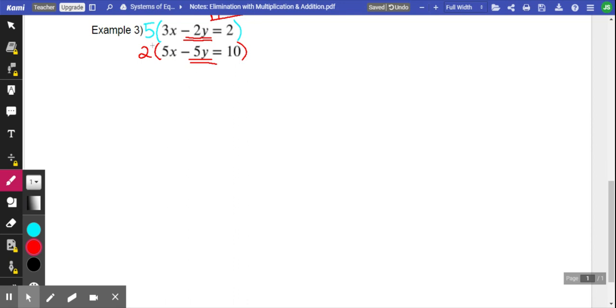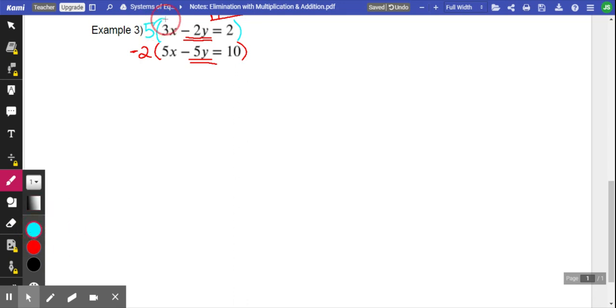The other thing we've got to check, though, is we want these to be opposites. 2 times negative 5y gives me negative 10y, and 5 times negative 2 gives me negative 10y again. Those are the same numbers. They're not opposites. So what I'm going to do is I'm going to just change one of my signs here because I know a negative times a negative gives me a positive, and I could have changed either one.